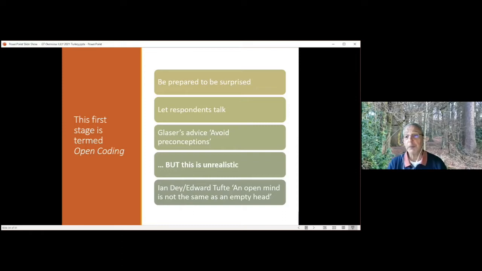Often the reason people do research is because they're interested in the topic. They may have studied it as an undergraduate or master's student. So to say, avoid preconceptions, you're saying, well, you can't do that. The reason you wanted to do this research was you had some ideas, but you need to be prepared to put those aside, at least, or be prepared to be surprised.